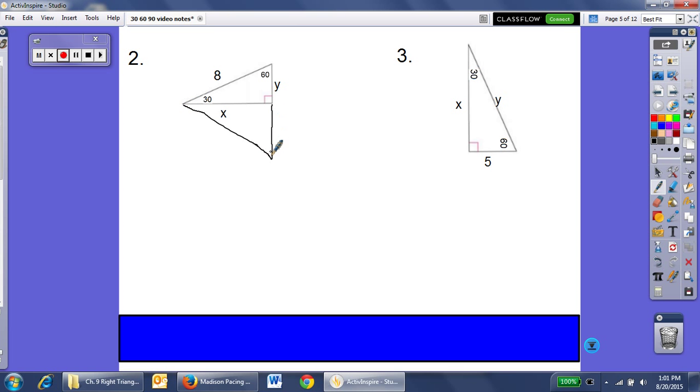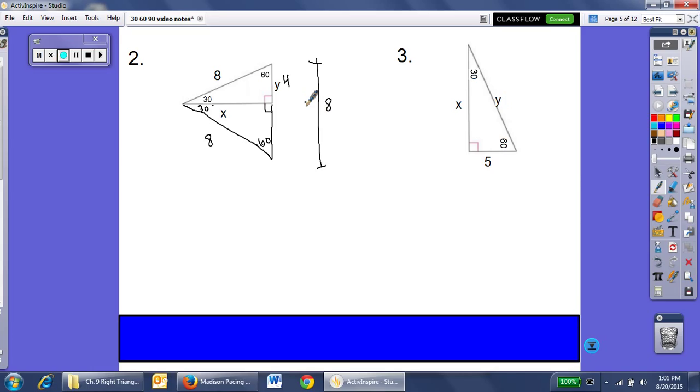Okay. So that means my 90-degree flips here, my 60 flips into this corner, and the 30 flips right up here. Make sure that you created an equilateral triangle, so there's 60, 60, and 60 in each corner of the triangle. And now I've created one big equilateral triangle. So this side is 8, this side is 8, and this whole side must be 8 here. That means that y has to equal 4, because 4 would be half of 8.